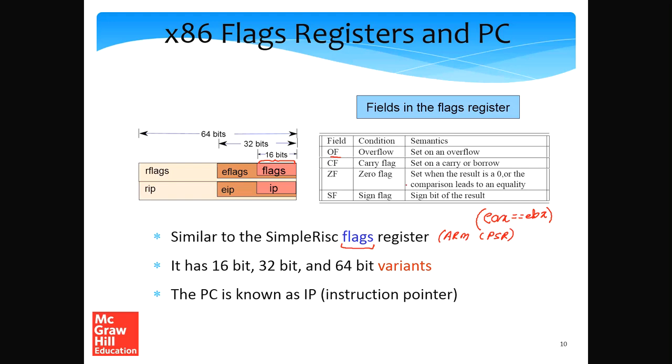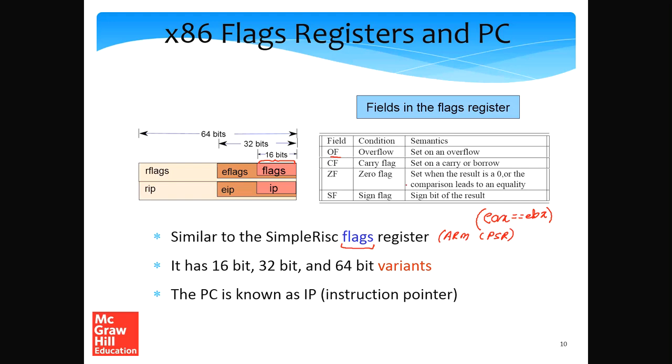So the idea over here is that this flags register, or EFLAGS or RFLAGS, depending upon the processor and the assembly language, stores the flags in exactly the same way as the simple RISC flags register used to, or the ARM CPSR register used to. Any instruction like a compare, which can set the flags, will essentially set the flags based on its result.